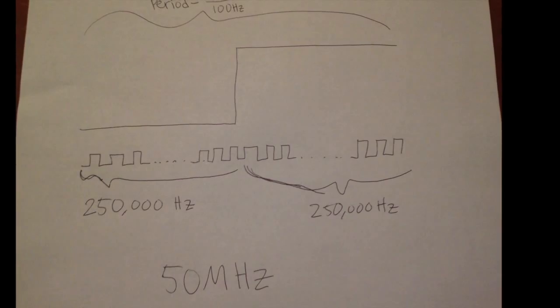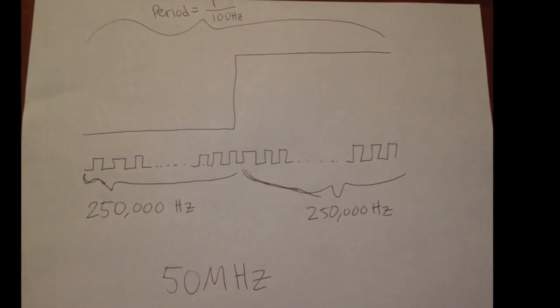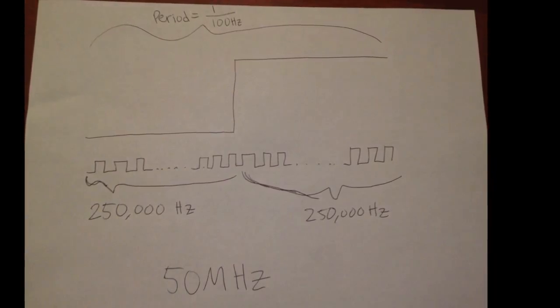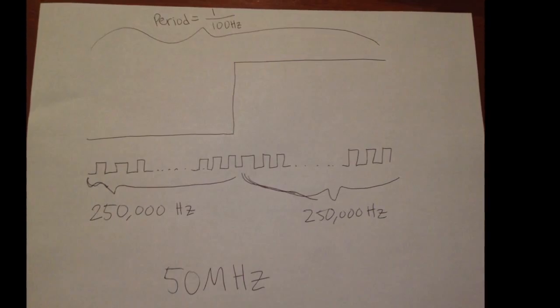So as you can see in the picture, counting 250,000 times is going to be half the period for our new clock, and then counting it 500,000 times will be a full period for the new clock, which will now be 100 hertz.